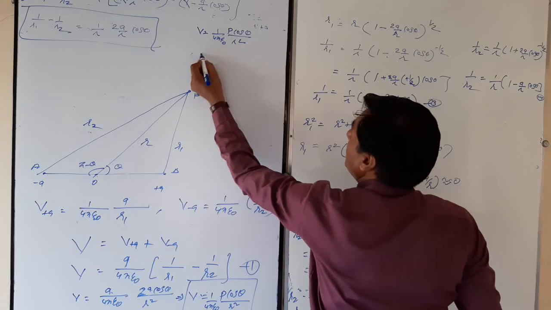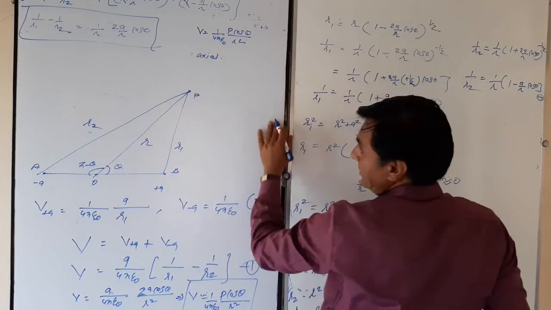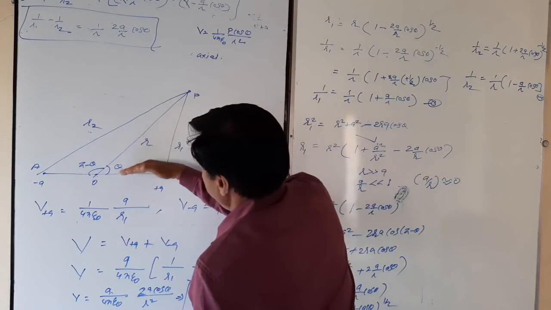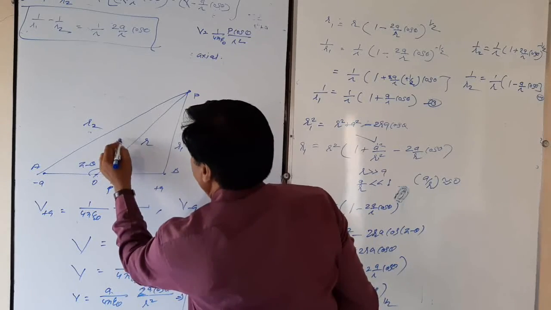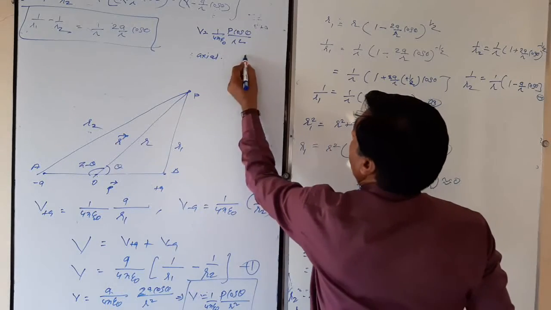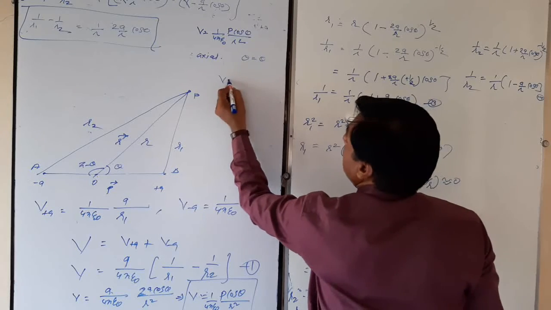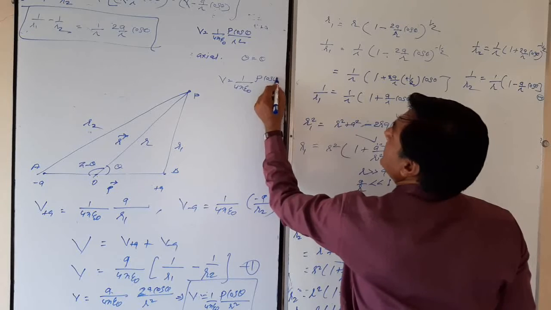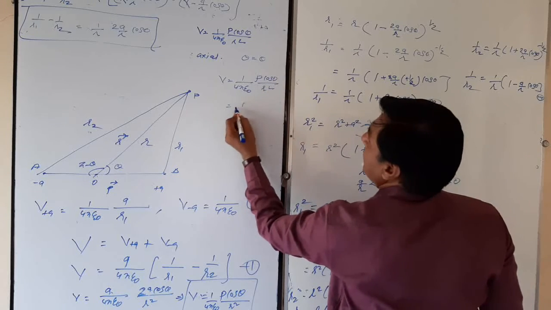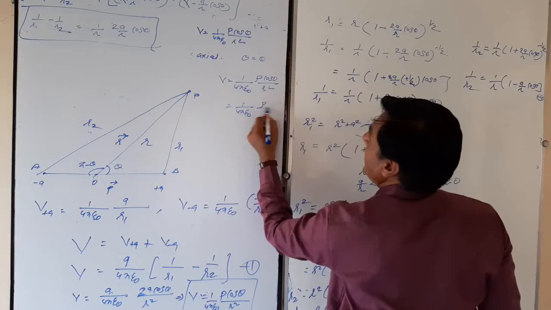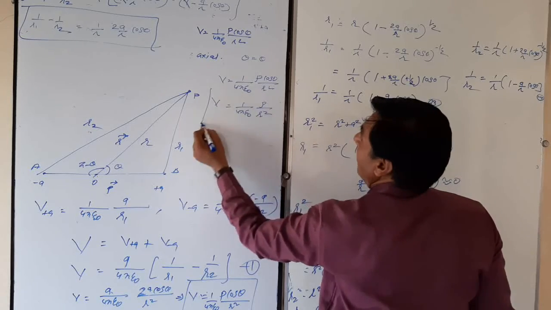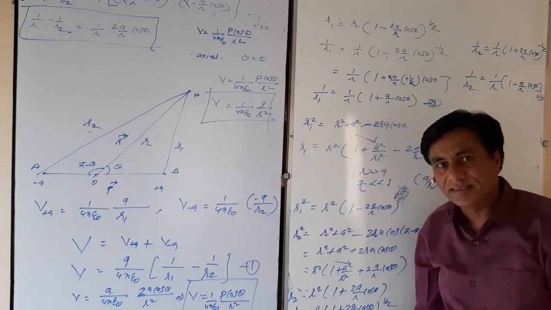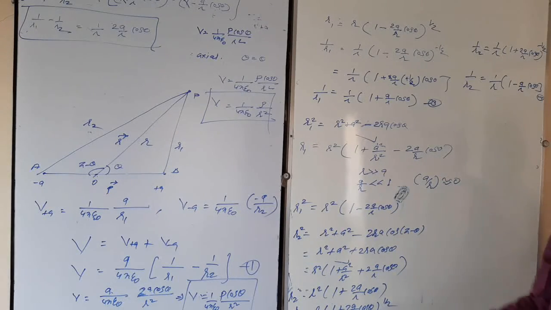So for the axial position, if you take point P, what will happen? The angle between vector p and vector r goes to 0. So for axial, theta is equal to 0. So V is equal to 1 upon 4 pi epsilon 0 times p cos 0 upon r square, which means 1 upon 4 pi epsilon 0 times p upon r square. We already got the same expression as we calculated in the previous question.